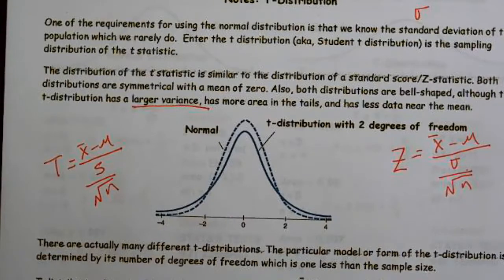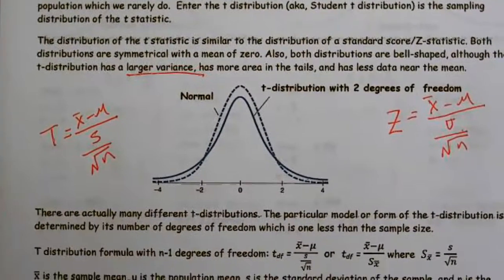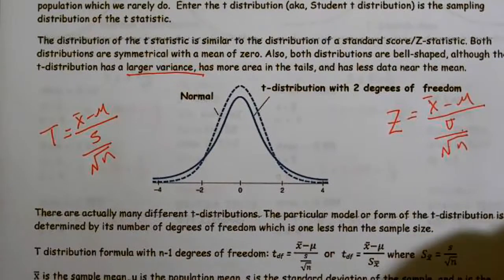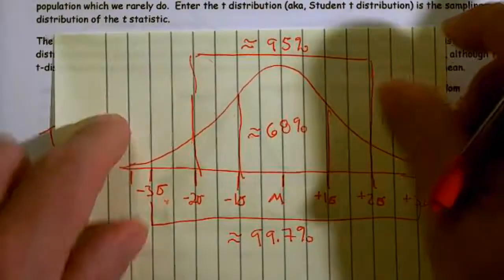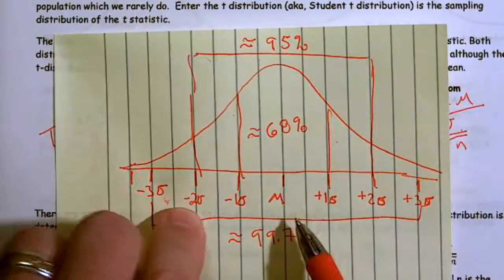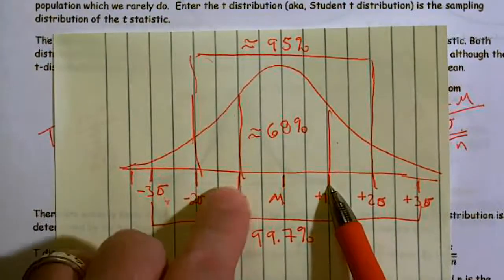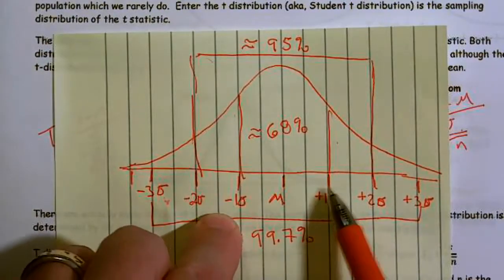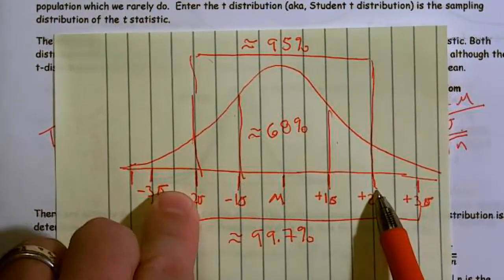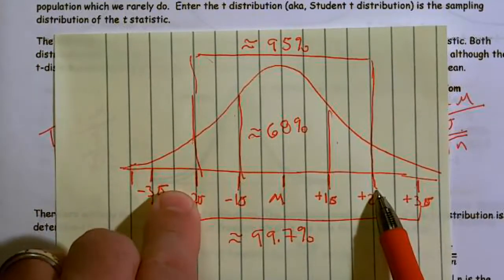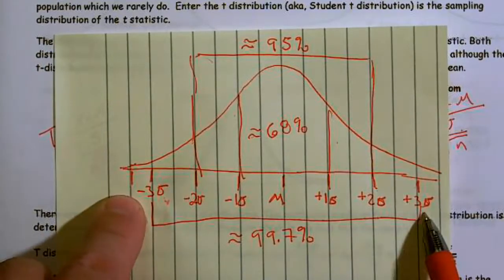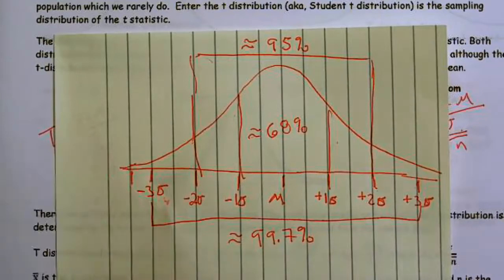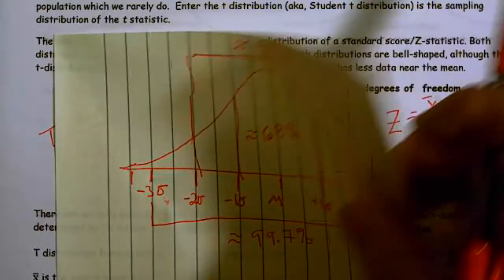There's one huge difference. With the normal distribution, we knew that all normal curves followed the empirical rule. In other words, we had 68% within plus or minus 1 standard deviation from the mean, 95% of the data between plus or minus 2 standard deviations from the mean, and 99.7% within plus or minus 3 standard deviations. That was the empirical rule that applied to all normal curves, regardless of where the mean fell.